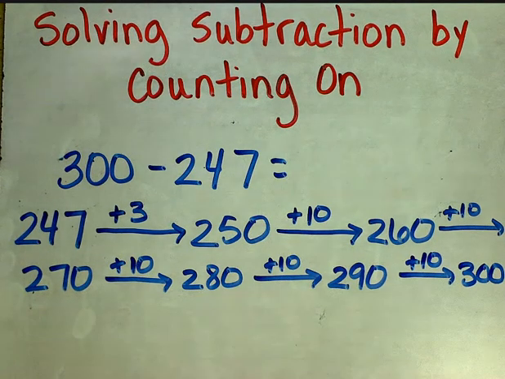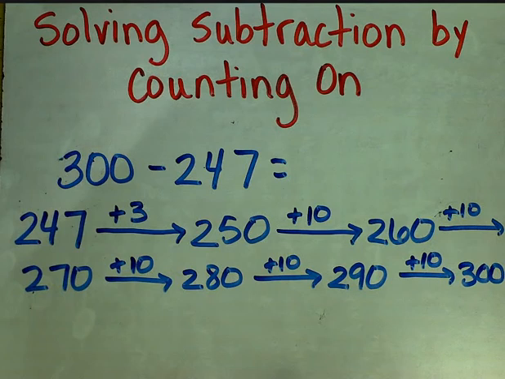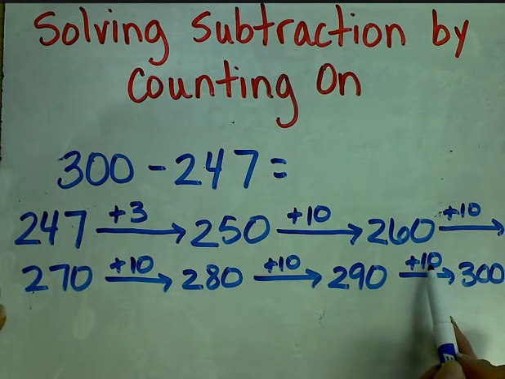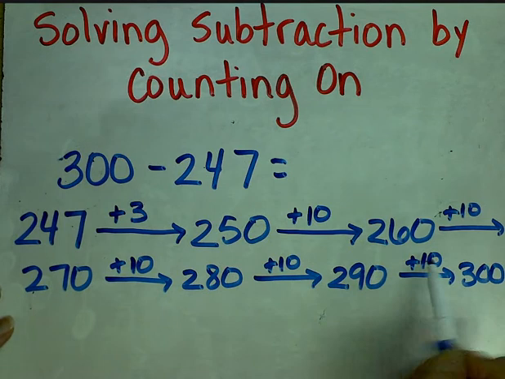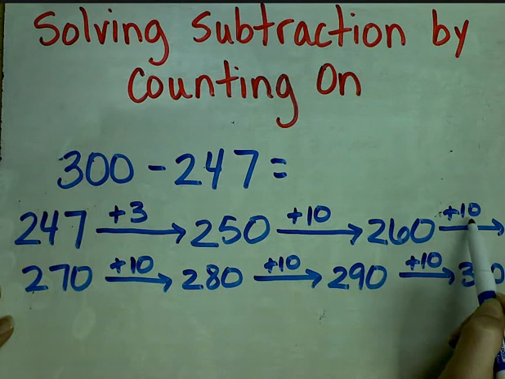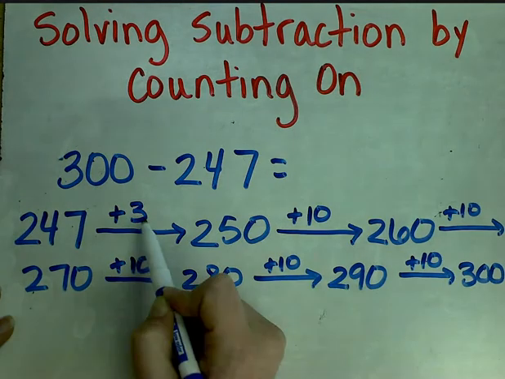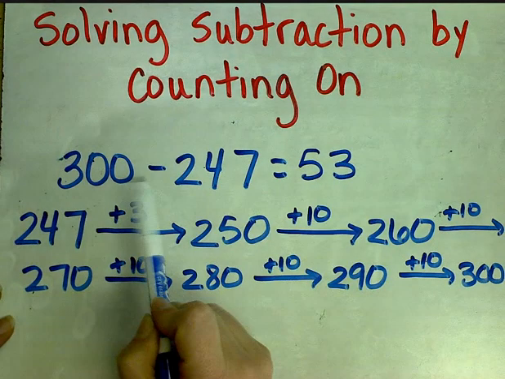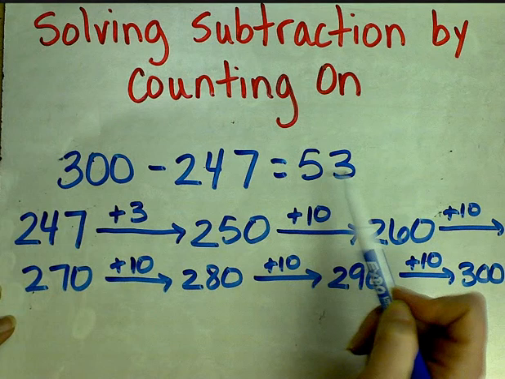So now I've made it to my 300, and some students may write 300 as their answer. So it's important that we remind them that when counting on, the final step is to add all of the numbers that are sitting on top of your arrows. So in this case, I'm going to add starting with my tens, because it's a little bit easier to do that. So I'm going to go 10 plus 10 is 20, 10 more is 30, 10 more is 40, 10 more is 50, and then 3 more would be 53. So my answer is 300 minus 247 would be 53.